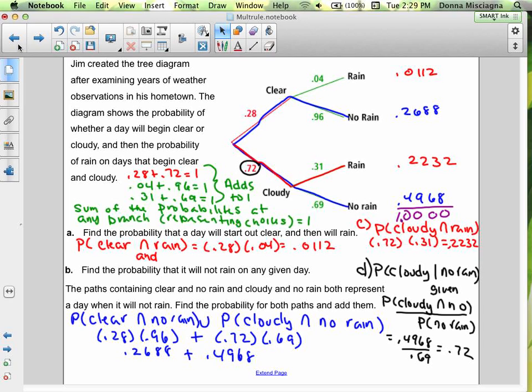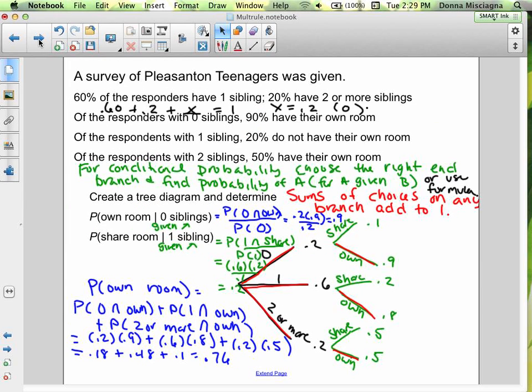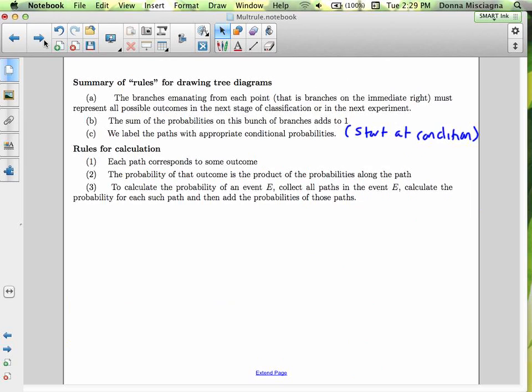Clear and cloudy were all the possibilities, rain and no rain were all the possibilities. 0, 1, and 2 or more were all the possibilities for siblings. Share or own your own room are all the possibilities for your room. Okay, and there we go.